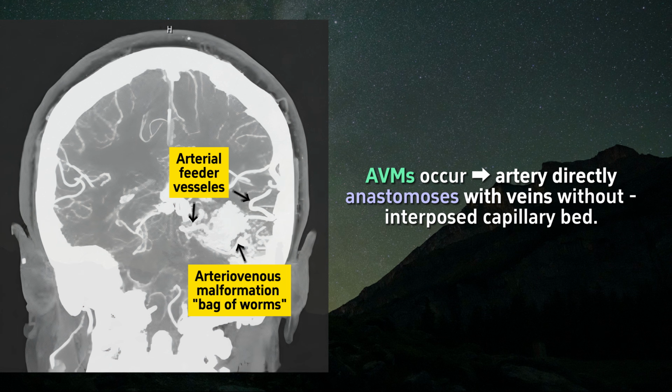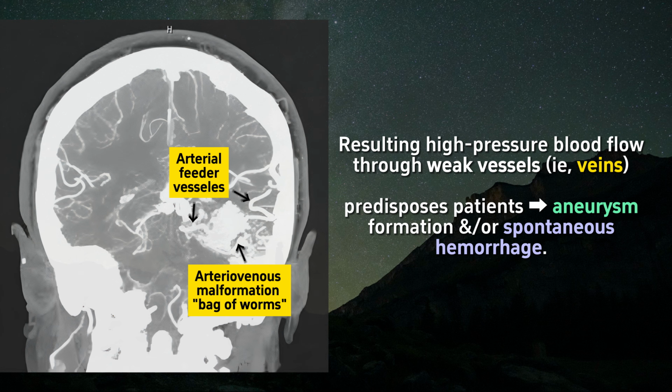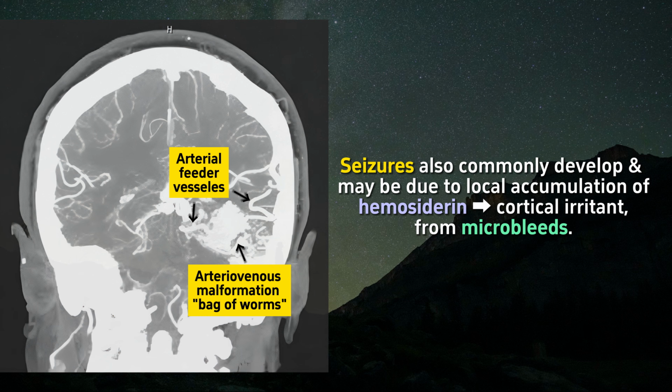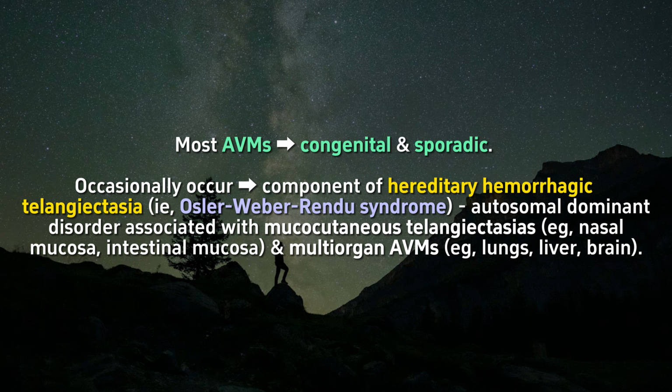Arteriovenous malformations occur when an artery directly anastomoses with veins without an interposed capillary bed. The resulting high-pressure blood flow through weak vessels, that is, veins, predisposes patients to aneurysm formation and/or spontaneous hemorrhage. Seizures also commonly develop and may be due to local accumulation of hemosiderin, a cortical irritant, from microbleeds. Most arteriovenous malformations are congenital and sporadic.